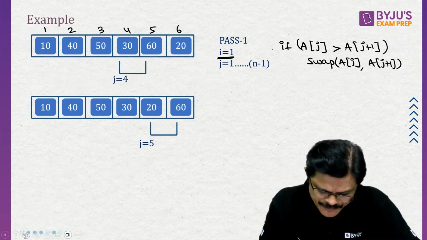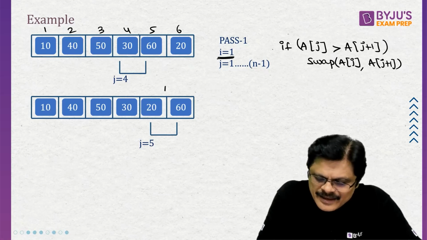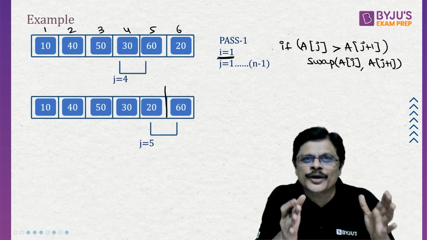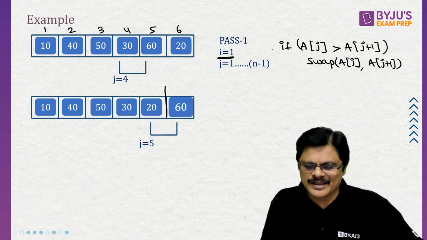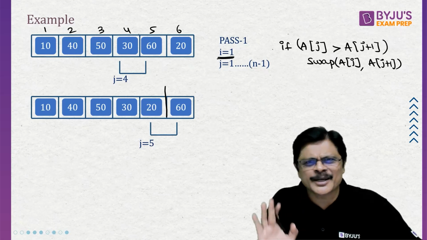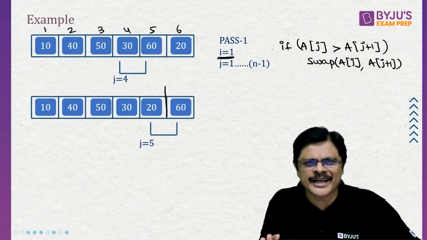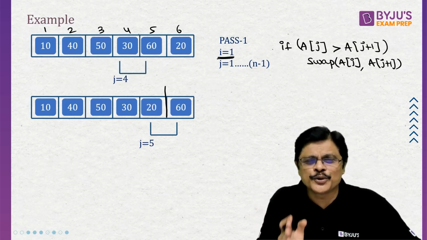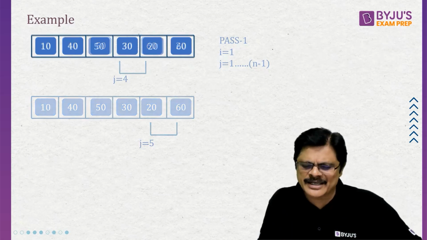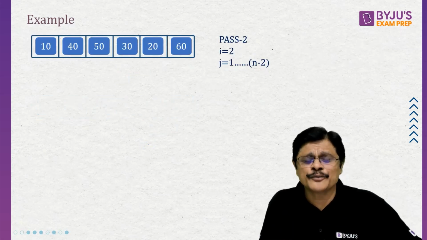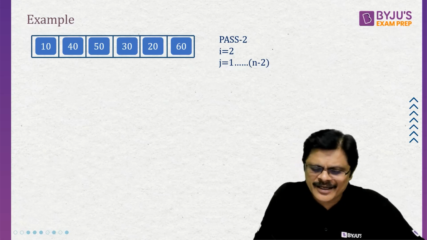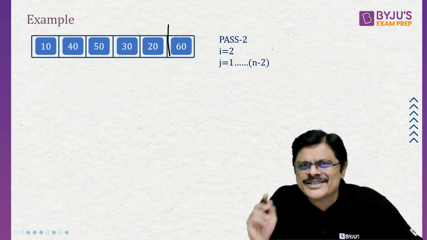And if you observe, the last element is sorted. The remaining 5 elements need to be sorted now. 60 is in its correct position. You don't have to sort it again. So next time you need to consider only the first 5 elements. That is, in the next pass, we need to take j up to n minus 2 only. Am I clear? So 60 is already sorted.